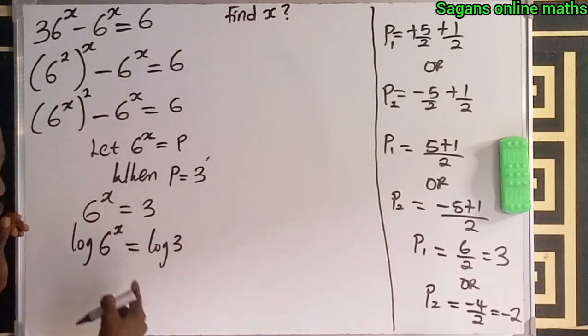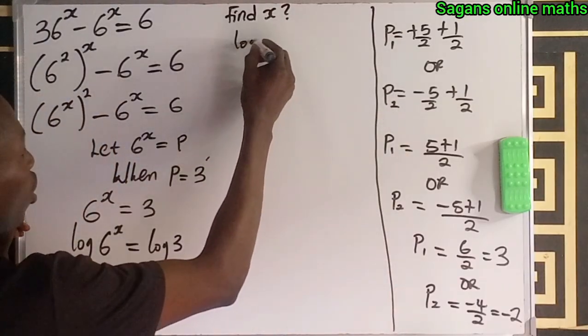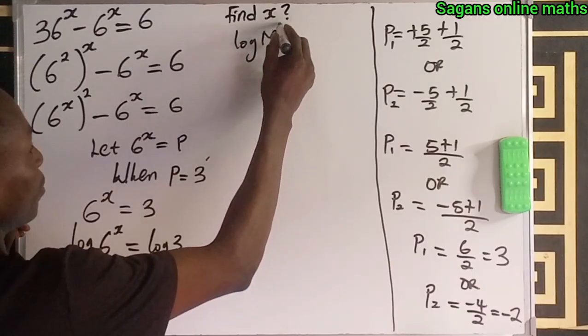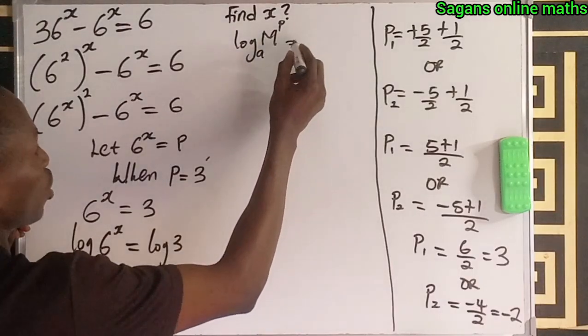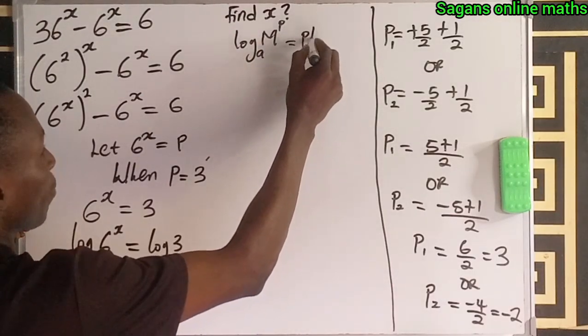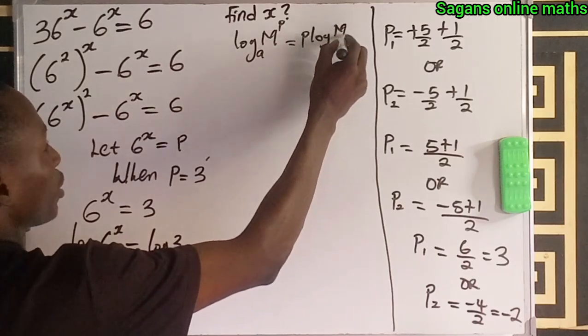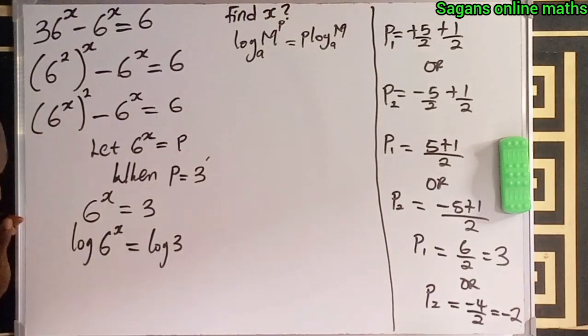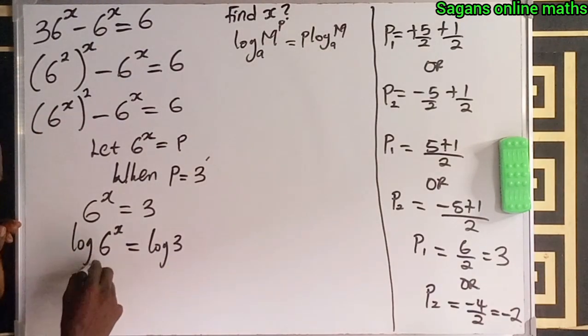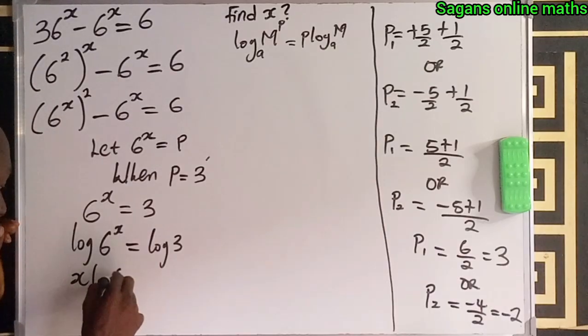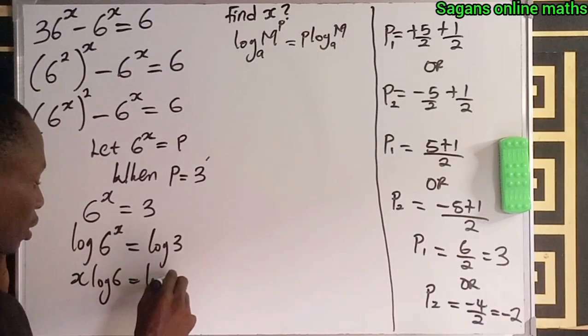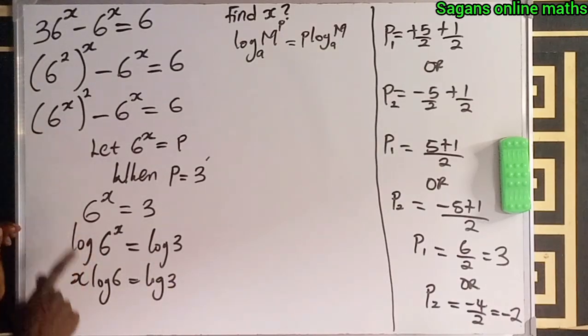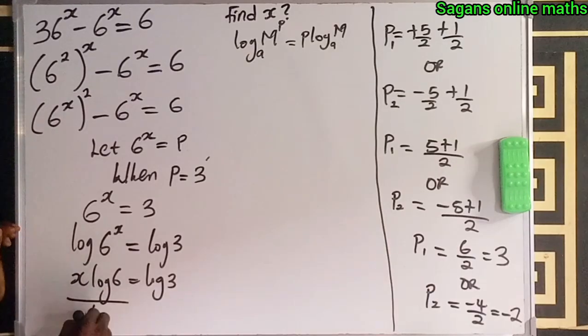The law states that log m to the power of p, base a, is equal to p multiplied by log m, base a. This is one of the properties of logarithm. It implies that x multiplied by log 6 equals log 3.